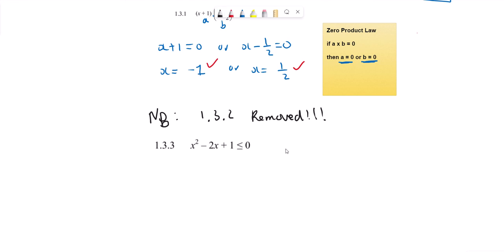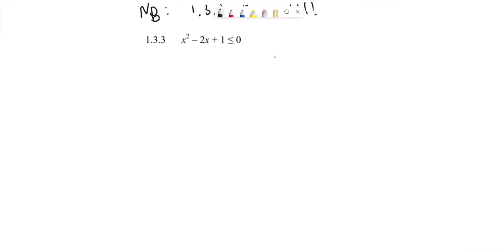This is an inequality. I want us to go through this step by step. So this is a quadratic function. It's in its standard form. Standard form meaning that it's in this form: ax squared plus bx plus c is equal to 0, or greater than or less than.